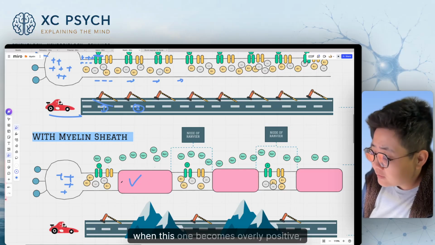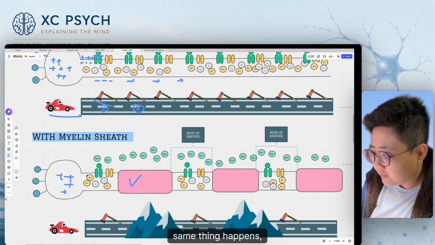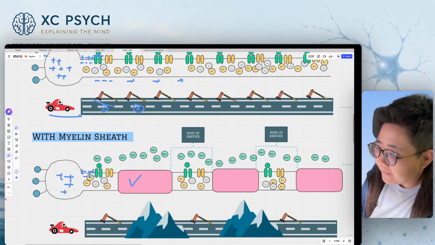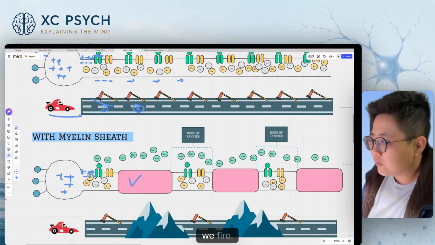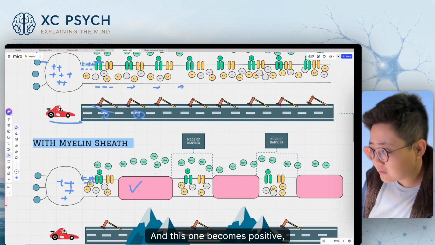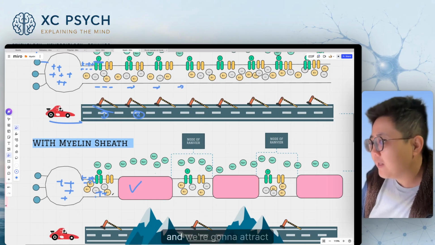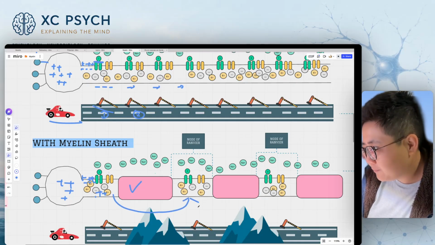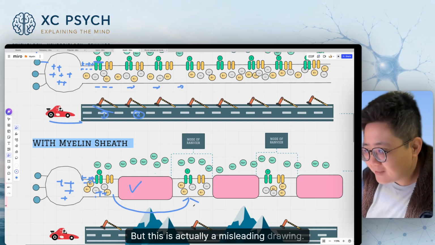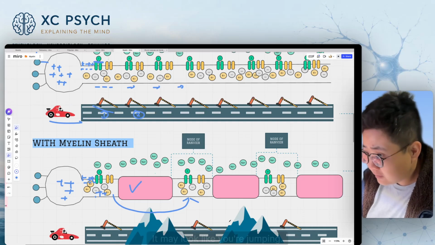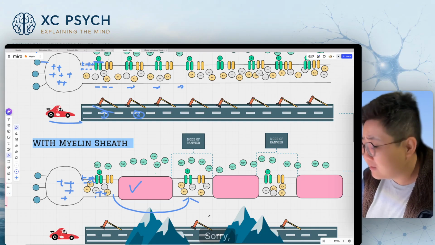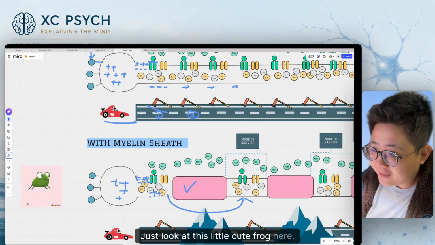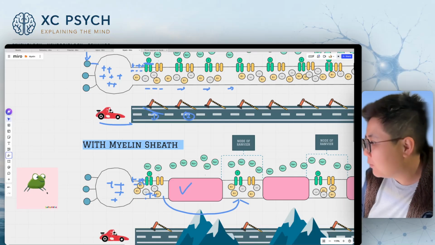Now, when this one becomes overly positive, same thing happens, right? Initially, inside the membrane is negative, outside is positive, and we reach the threshold, we fire, and this one becomes positive, right? Inside becomes way more positive, and we're gonna attract to the next one. But this is actually a misleading drawing. We are not gonna jump. It may look like you're jumping. Sorry, not you, but action potential is jumping. Just look at this little shoot rod here. It's jumping, it's jumping, it's jumping. Oh, we're not jumping, right?